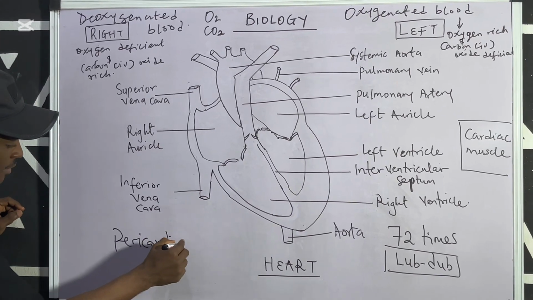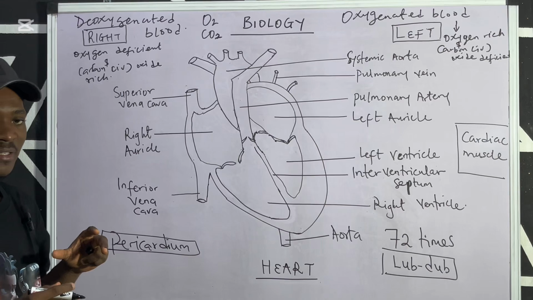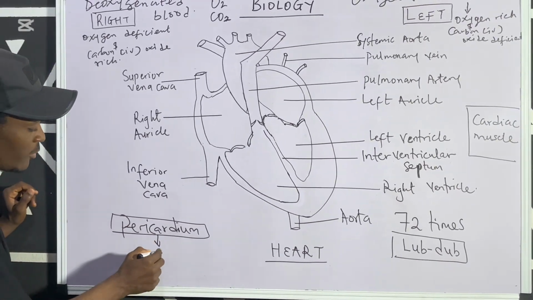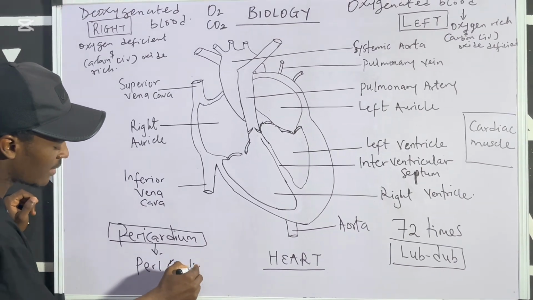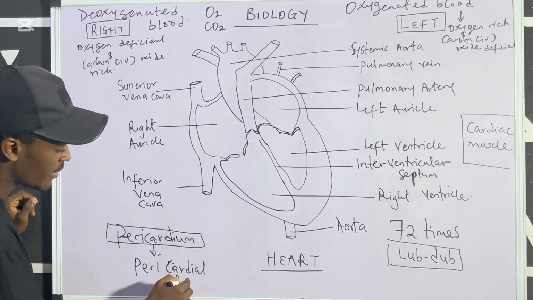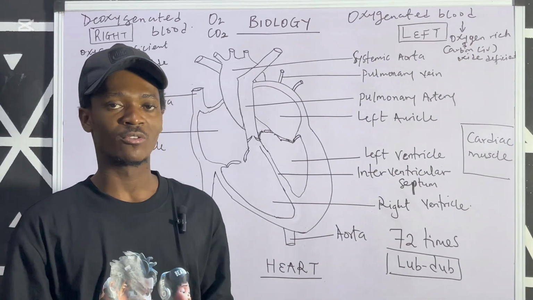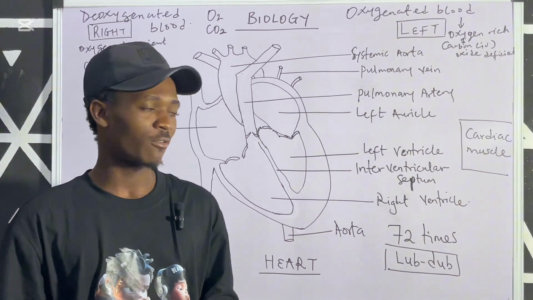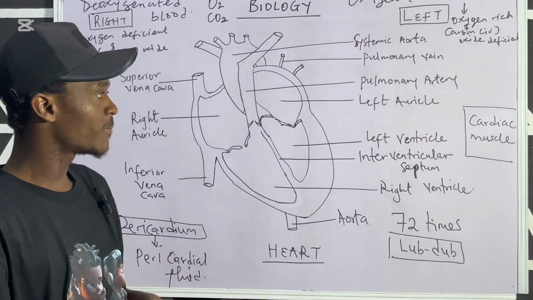Pericardium. Now, this pericardium, in between the layers, is filled with what is called the pericardial fluid. This fluid helps to minimize or reduce friction that is generated by the pumping action of the heart. So that's its primary work.